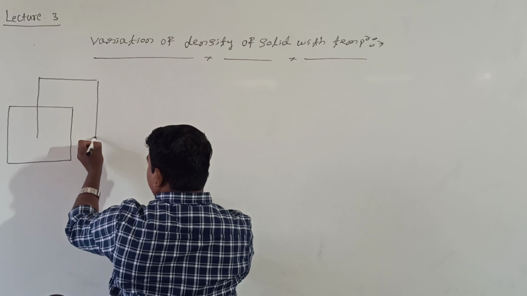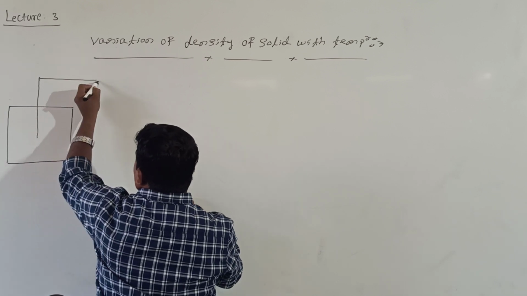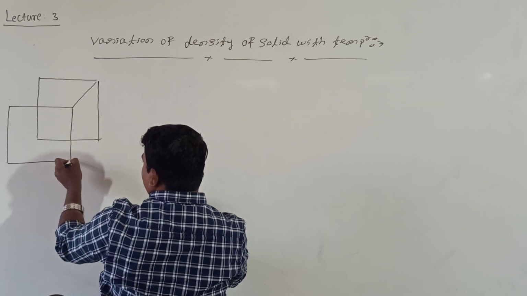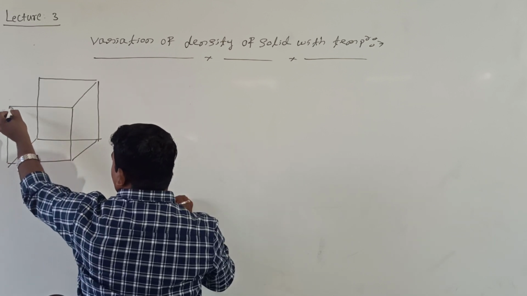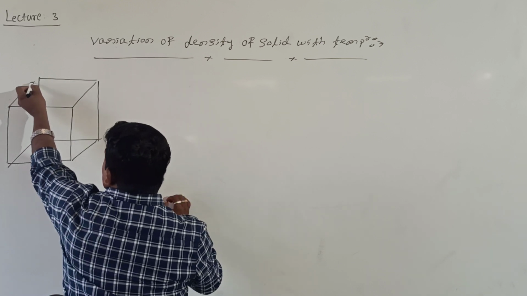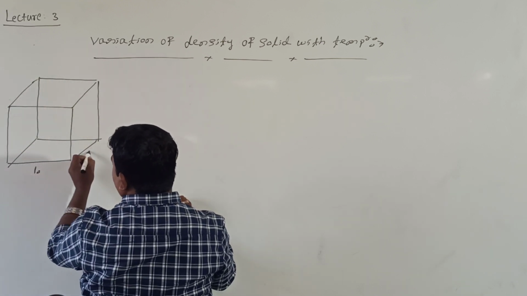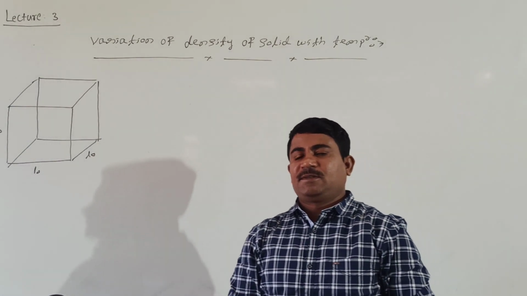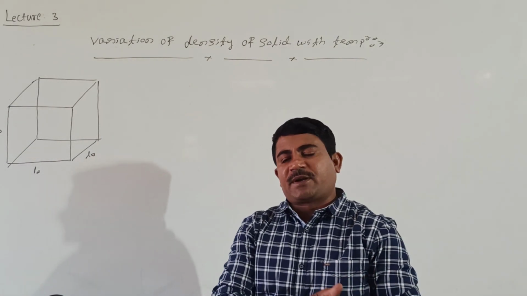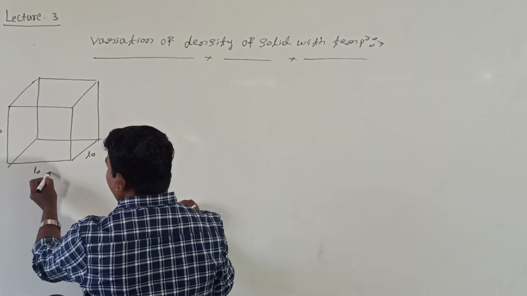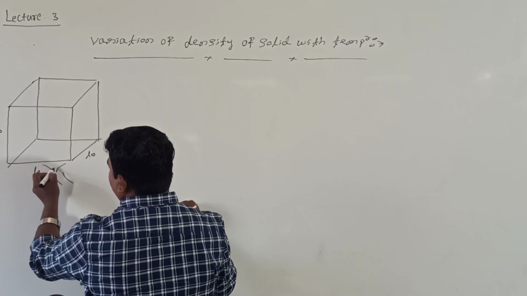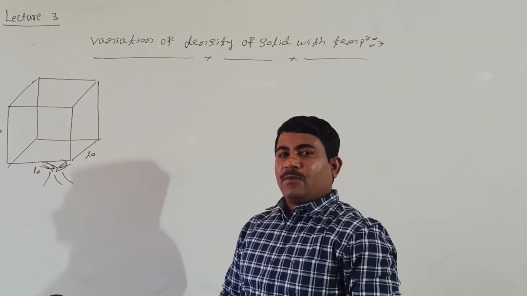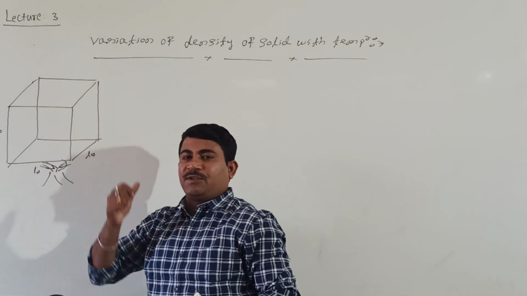This is the cube. This is the cube I will take. It has length L0, all sides are equal. When heat is provided, then what happens? I want to provide some amount of heat to the solid. Then its volume changes.